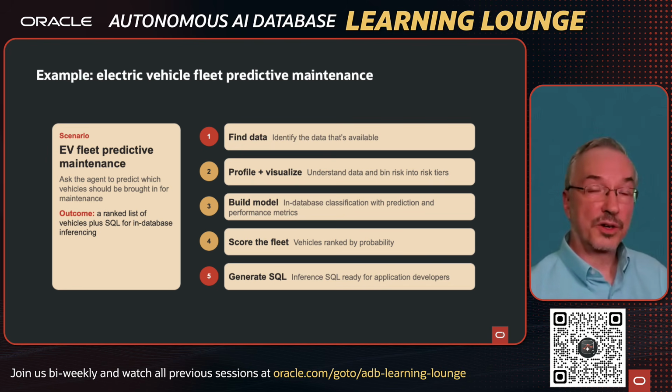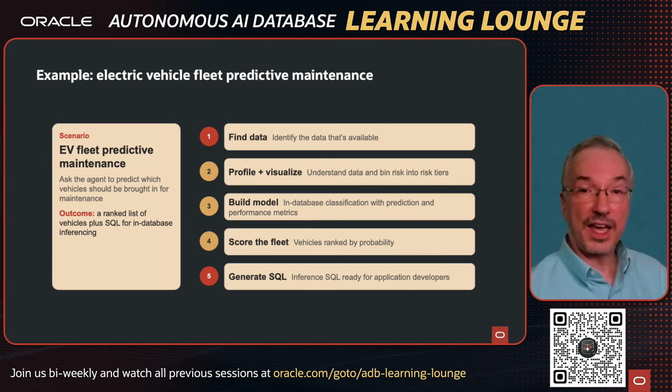Now, our business goal is to predict which vehicles should be brought in for maintenance involving battery health. Specifically, we want a ranked list of vehicles at higher risk of emergency repair, along with a SQL query that developers could add to an enterprise application. First we'll ask, what fleet battery health data is available? And this helps us identify usable data that's accessible from the database.